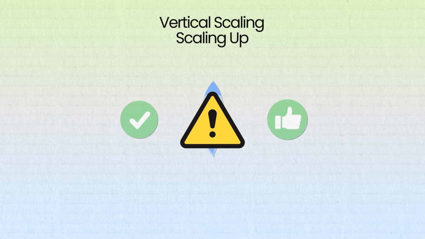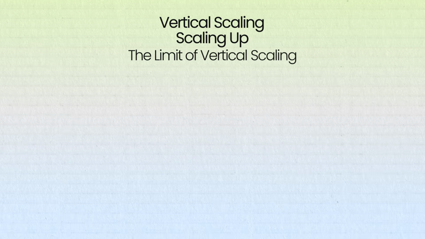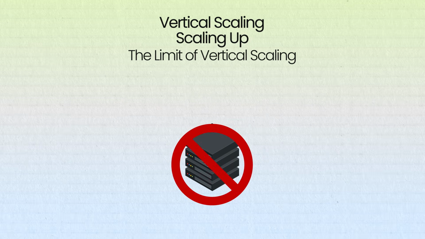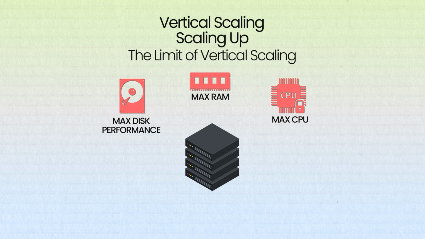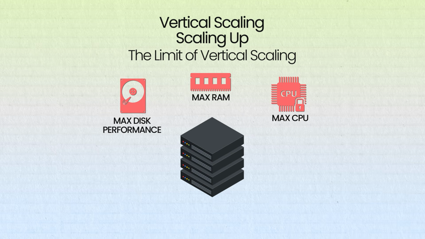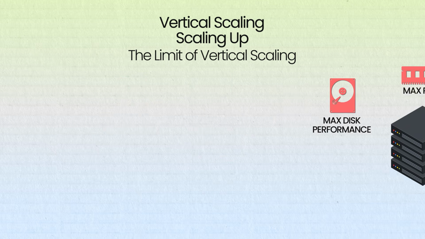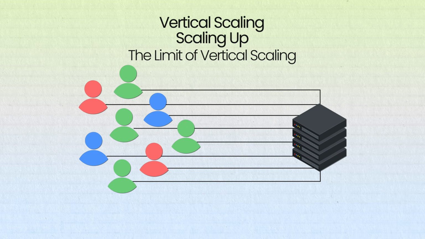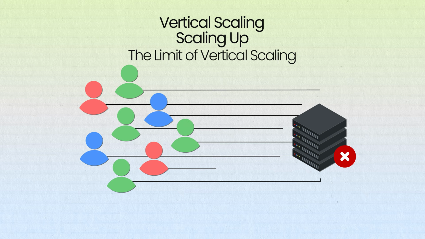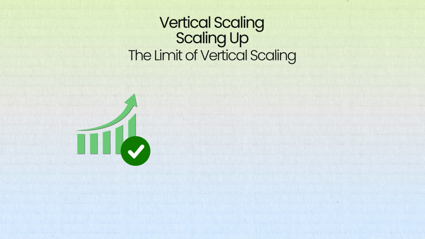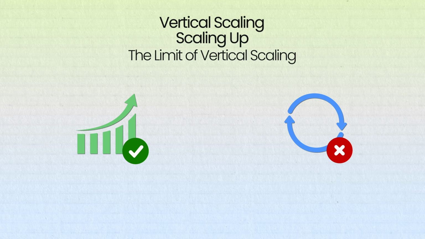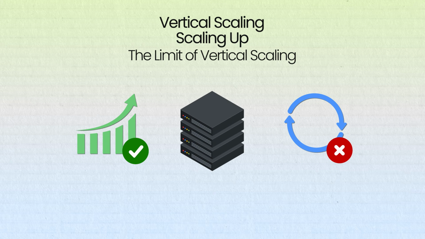But there is a problem. Vertical scaling has a ceiling. At some point, you can't keep buying bigger servers forever. There is always a maximum CPU, maximum RAM, maximum disk performance, and the bigger the server gets, the more expensive it becomes. Another problem: you still have one main server. If that server goes down, your application goes down. So vertical scaling can improve performance, but it doesn't automatically improve availability. You made the server stronger, but you didn't remove the single point of failure.